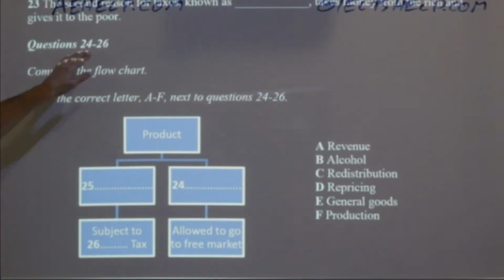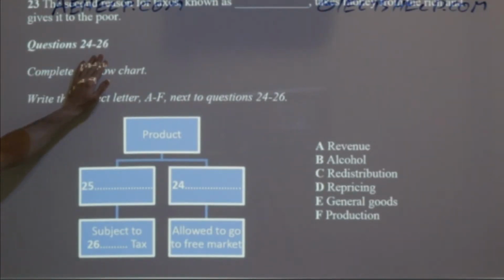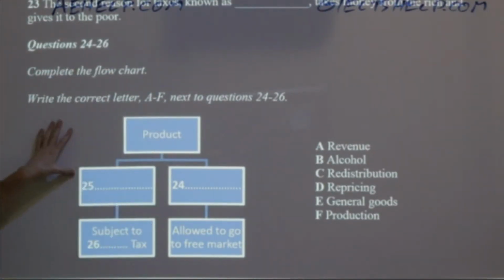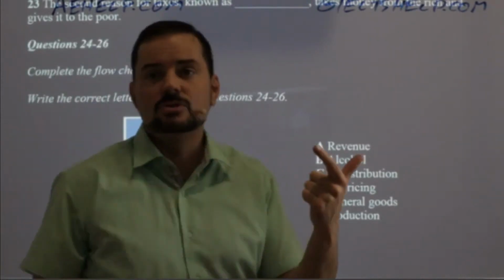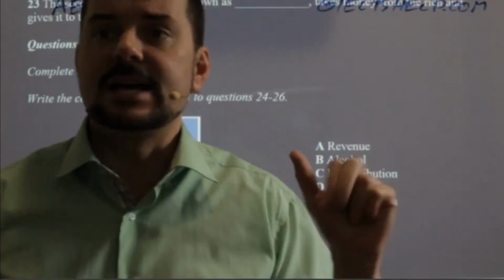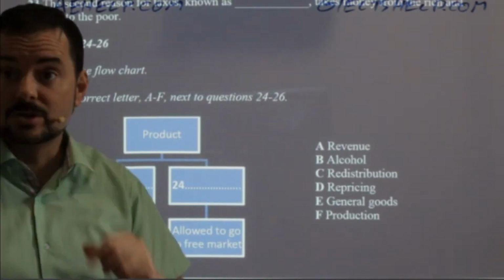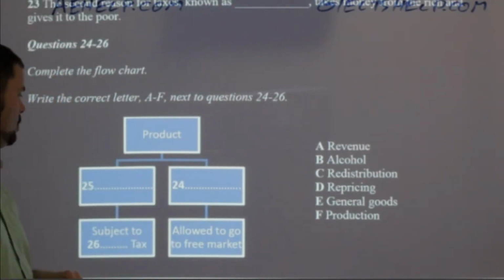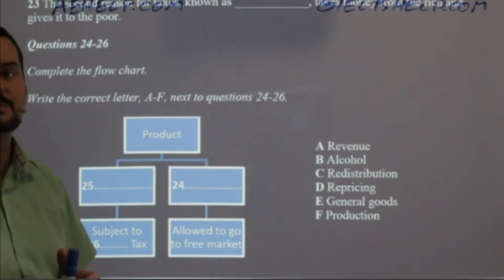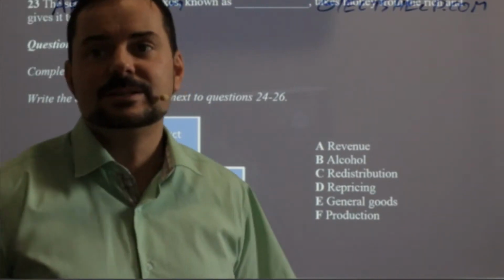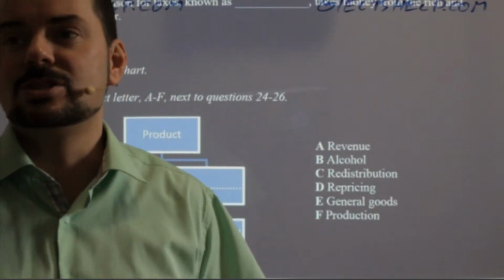Okay, questions 24, 25, and 26. You had to complete this flowchart based on the third type of tax. So what was the third type of tax? We have revenue, we have redistribution, and what was the third type of tax? It's mentioned as one of the choices. Just the word. Give me the word before we get to the letters here. What was it called? It's not general goods.